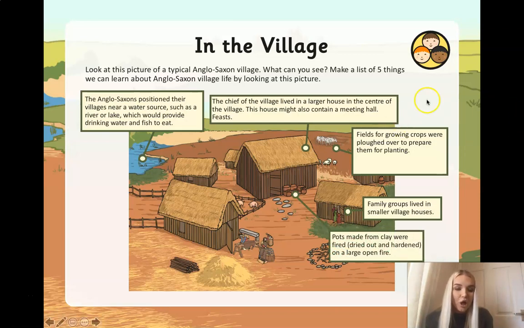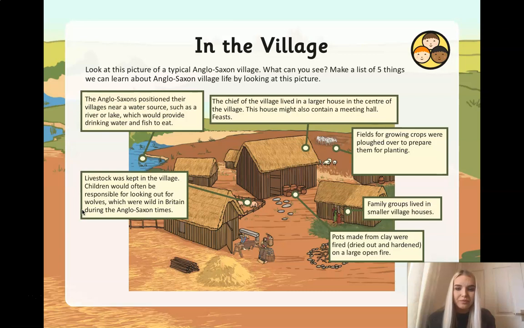We can see here over by the chief's house in the middle are some pots. Now these pots are made from clay, and they were basically fired on a large open fire, which means they were dried out and hardened so that they could use them for various things. They might use them to store their food or to pop other things in there. That will just make sure that they're really saving their money and spending it when they need to spend it.